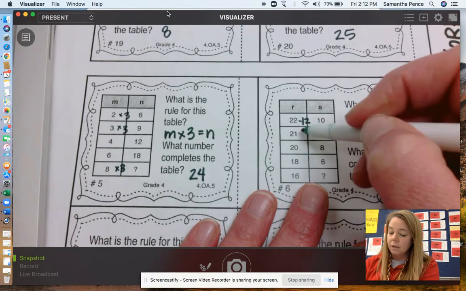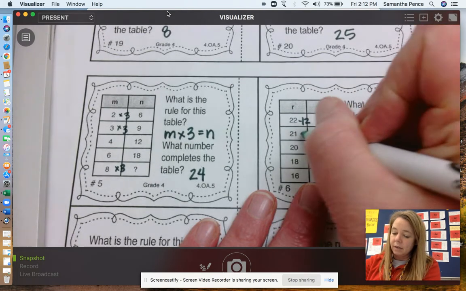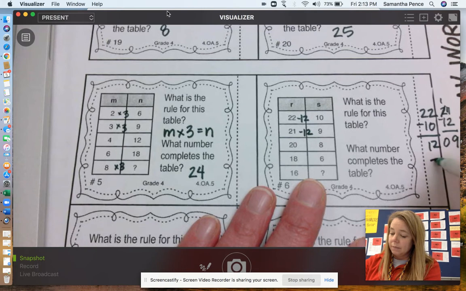Well, let's see if that works for 21. 21 minus 12. Let's see. I'm going to need to do some regrouping. So 11 minus 2 is 9. 1 minus 1 is 0. So 21 minus 12 is 9. So far, so good. Let's try this last one.